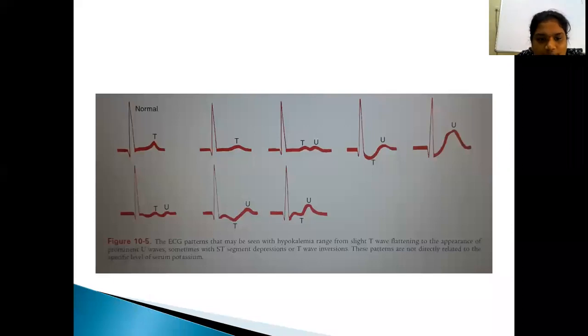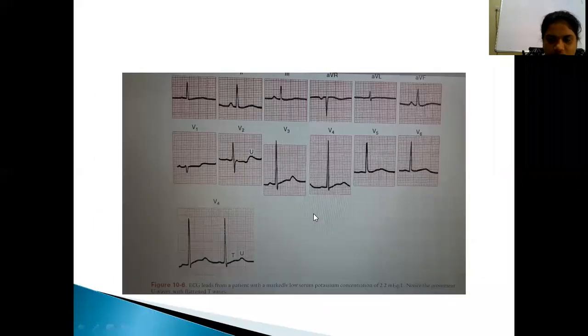So this is the normal one. See here, slight flattening of the T waves with the appearance of a prominent U wave, and finally T wave inversions, ST segment depressions, and the U wave becoming very prominent. This is a U wave which is becoming prominent, and we are also able to see T wave inversions and ST segment depressions. Here also you are able to see the U wave. This is the U wave.